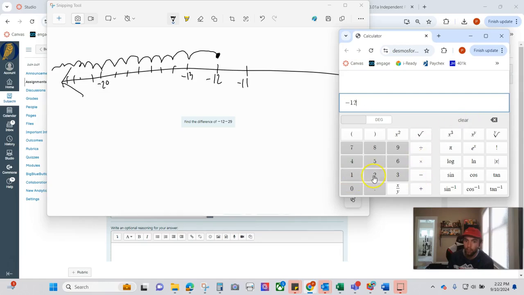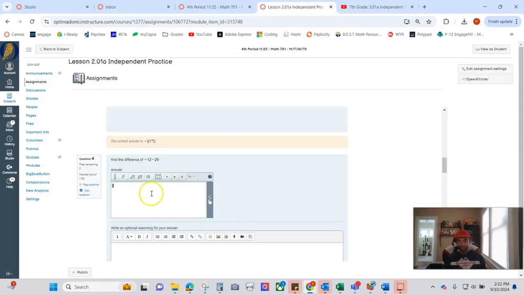Negative 12, the calculator, minus 29. Negative 41. So the answer gets more negative. When you start with a negative and you minus, you start with a loss and you lose more. Now you lost a lot. First we lost 12, then we lost 29. So altogether, we lost 41.